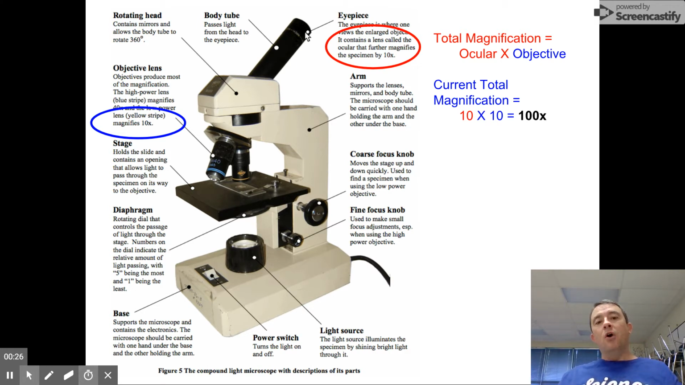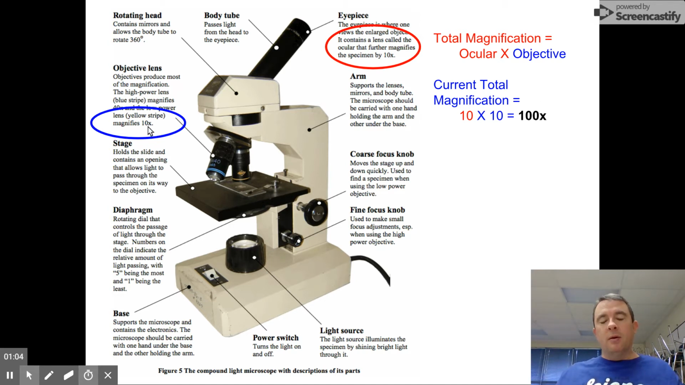You simply have to know what is the magnification of the ocular lens inside the eyepiece, and that's always printed somewhere on the eyepiece. This particular one has a magnification of 10. And then I have to know what is the magnification of the objective lens. Now, remember, you can select different objective lenses simply by rotating this nose piece. Right now, the one that is clicked into place is the low power objective, and it also has a number printed on it, which is a magnification of 10.